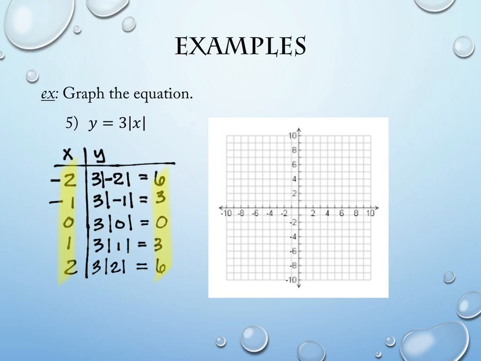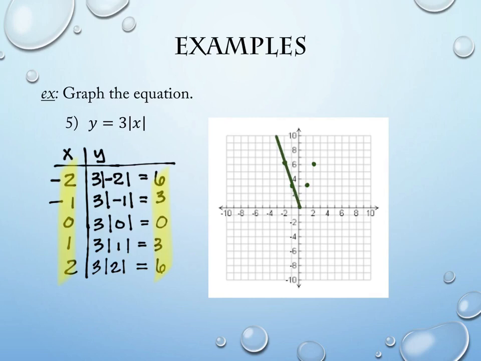What we're going to do next is we're going to actually graph those points. So we're going to graph (-2, 6), which would be about right here, (-1, 3), (0, 0), (1, 3), and (2, 6). What shape is this going to create? A V. This one will actually be a V. We're going to get the U shape here in a minute as well, but this one's actually a V.